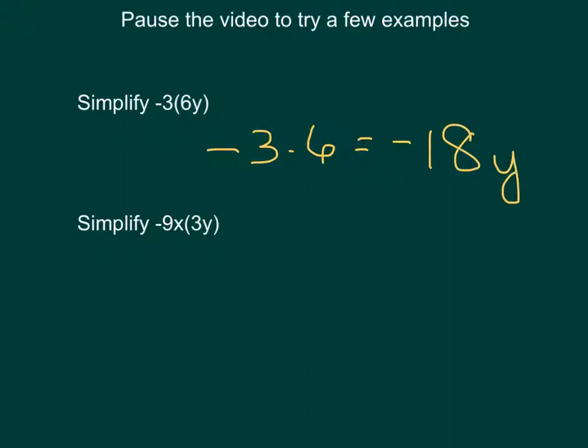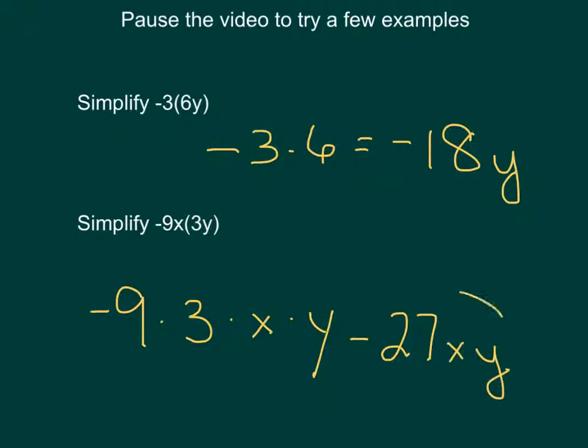For the next example, we have negative 9x times 3y. We know that we can use the commutative property to move these numbers around, so we can have negative 9 times a positive 3 times an x times a y. Negative 9 times 3 is 27, but it's negative because one's negative, one's positive, and then we can have the x and the y.